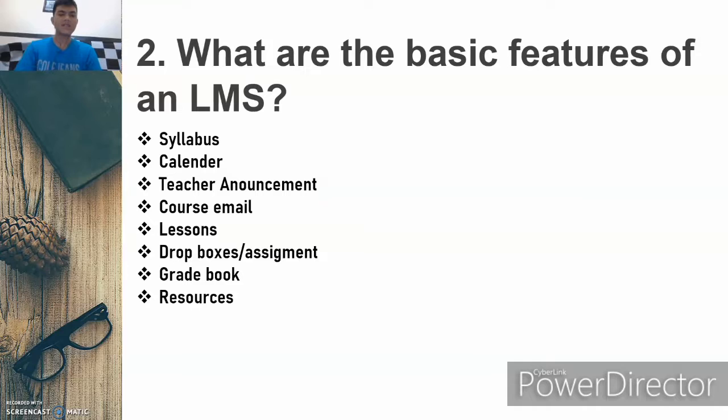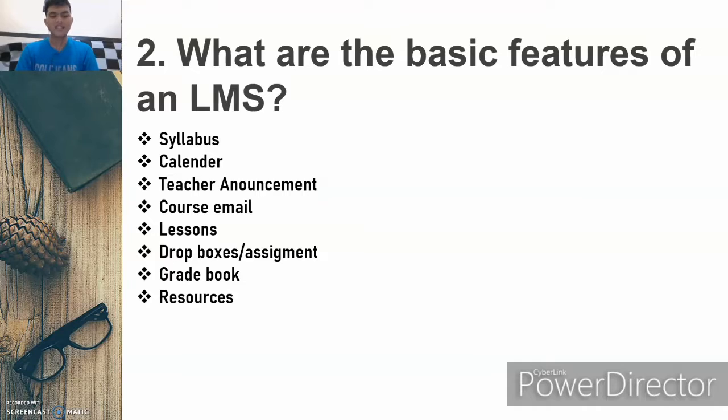And the third one is teacher announcements. Teacher announcements are the teacher's updates and reminders to the students. Because they are so important, teacher announcements usually appear when we first open the web or application of the LMS. And the next is course email. Course email is an email that can be contacted by the students when they have a question that they want to address to the teacher.